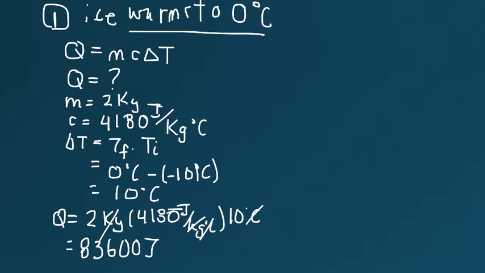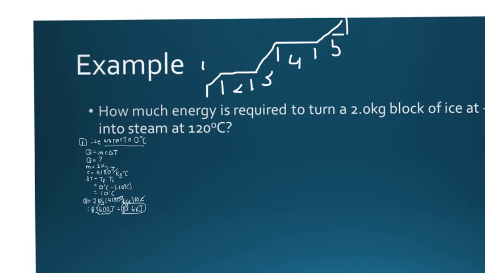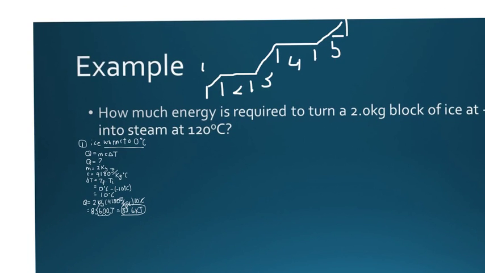So we're going to convert to kilojoules by dividing by 1,000. So we go over 3 decimal points to the left. So we end up with 83.6 kilojoules. Circle that number. So that is the amount of energy I need to get from my beginning point to where my water is now melting.